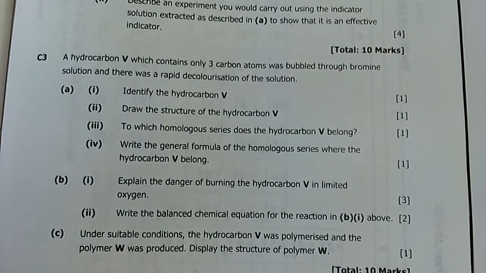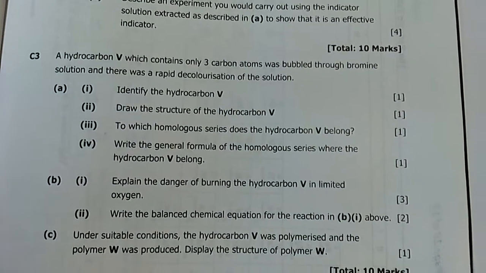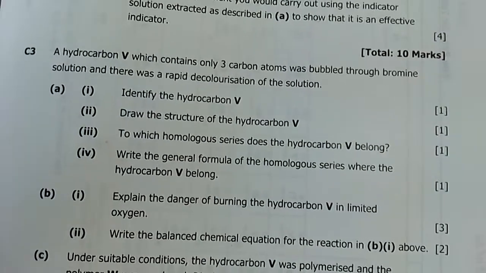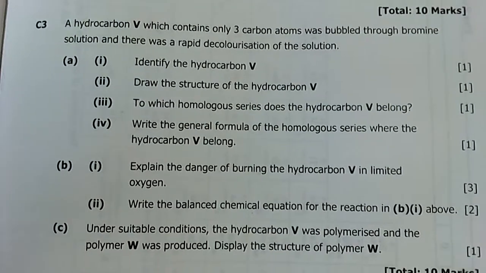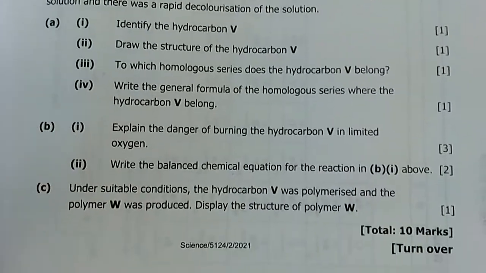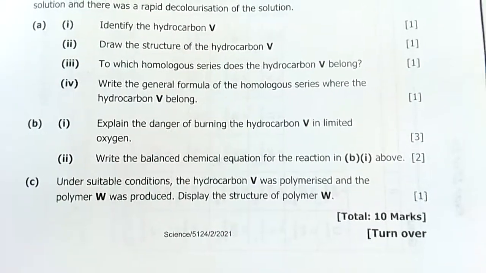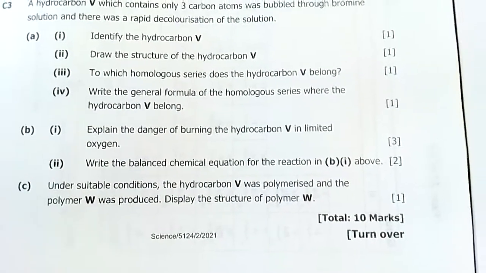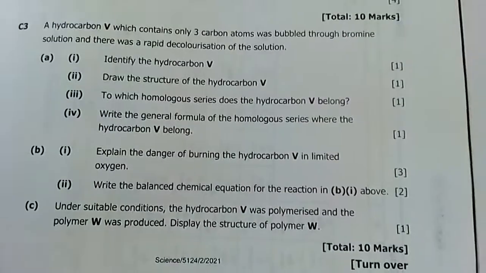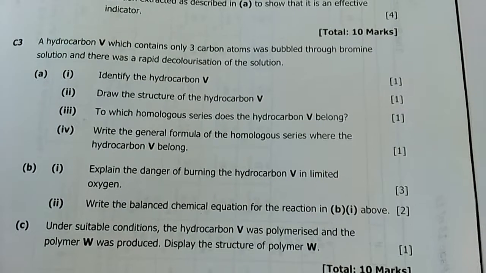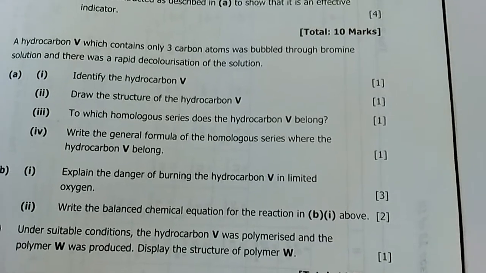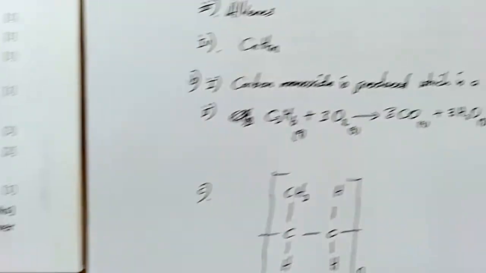Number B, explain the danger of burning the hydrocarbon V in limited oxygen. Carbon monoxide will be formed, okay, which is a respiratory poison. You breathe it in, it simply suffocates you or asphyxiates you. Number B2, write the balanced chemical equation for the reaction in B1 above. 5 marks, 5 beautiful marks.